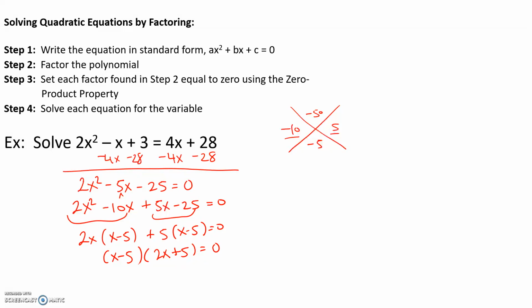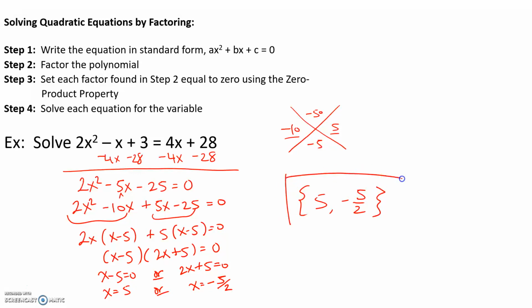The zero product property tells us that if two factors multiply to be 0, then either x minus 5 must be 0 or 2x plus 5 must be 0. So if x minus 5 is 0, that means x equals 5. If 2x plus 5 is 0, we subtract 5 and divide by 2, x equals negative 5 over 2, if we just solve that equation. So our solution set is 5 comma negative 5 halves.